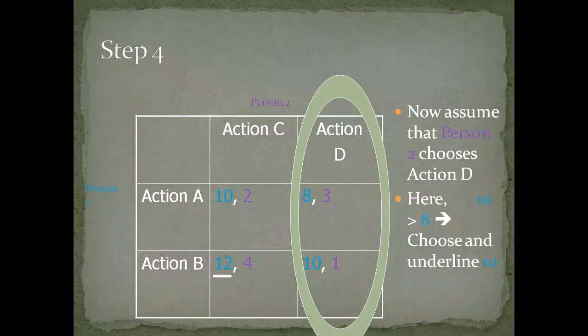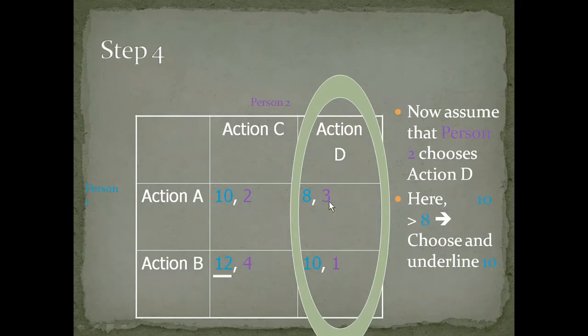Previously he was choosing action C. Now if he chooses action D, he gets 3 and 1. So the comparison for the column player should be row wise. In this particular case it is column wise, in a sense.